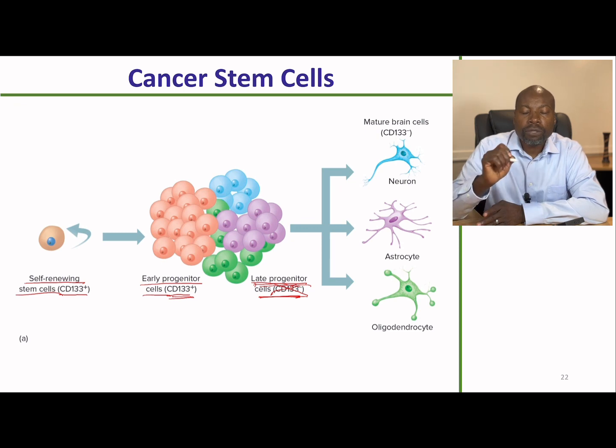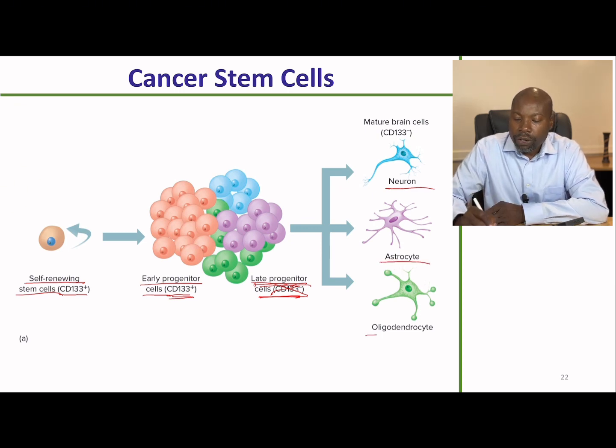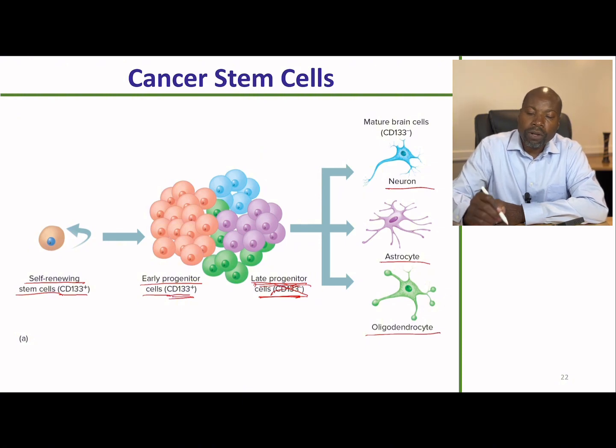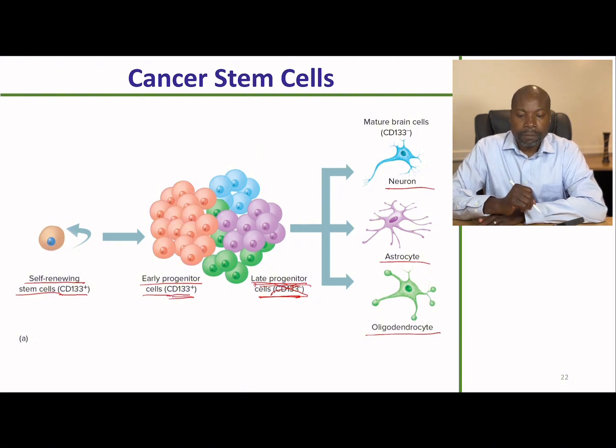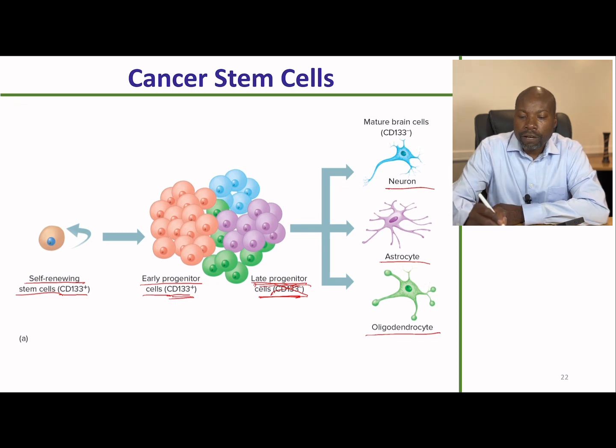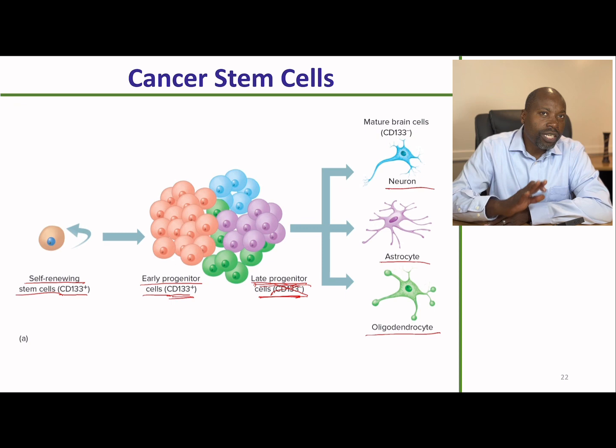They are able to differentiate into neurons, into astrocytes, which are supportive cells of neurons, and oligodendrocytes that are also supportive cells of neurons, right? This is in absence of CD133, okay? In as much as CD133 is present, the cells are going to remain progenitor cells. That's what I needed to explain.